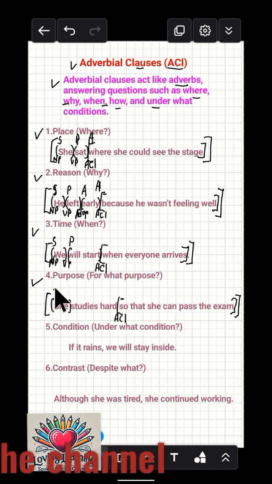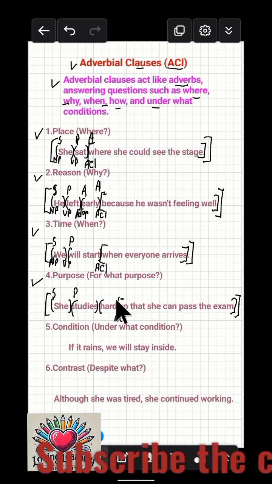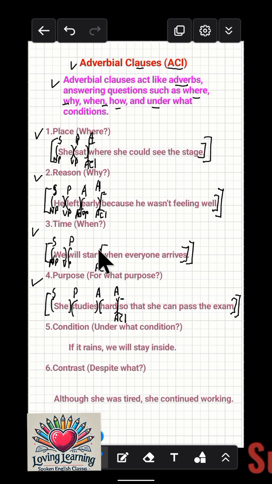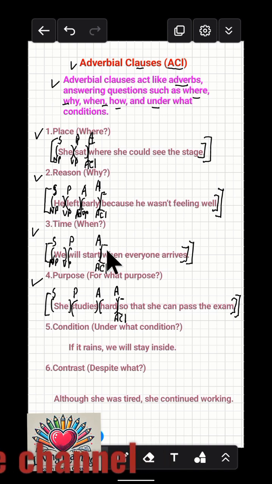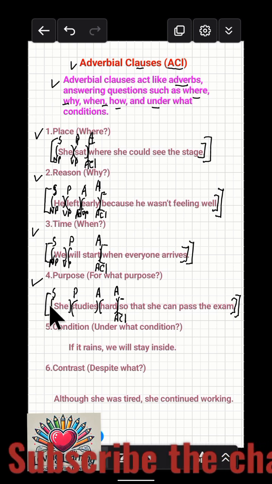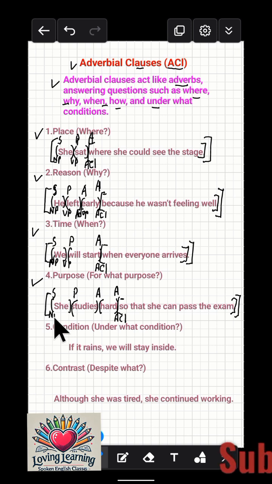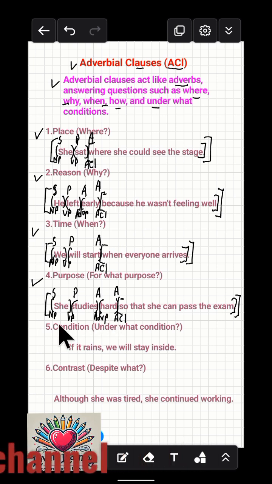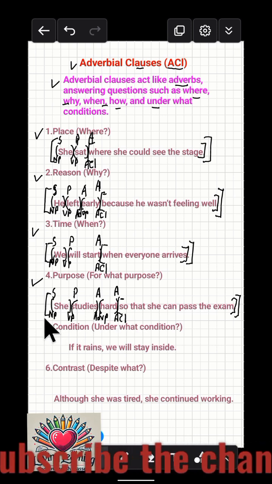Here the subject is he, studies is the predicate, and hard: how is he studying hard? So this is again adverbial. Our clause is also working as adverbial. In the third example, when everyone arrives is also adverbial, so there are two adverbials here. So: subject, predicate, adverbial. This one is a pronoun, noun phrase. This one is a verb phrase, and this one is an adverbial phrase. These are the functions, and the following are the forms.